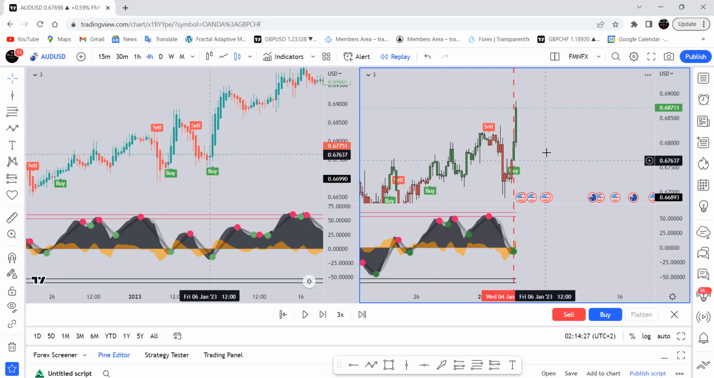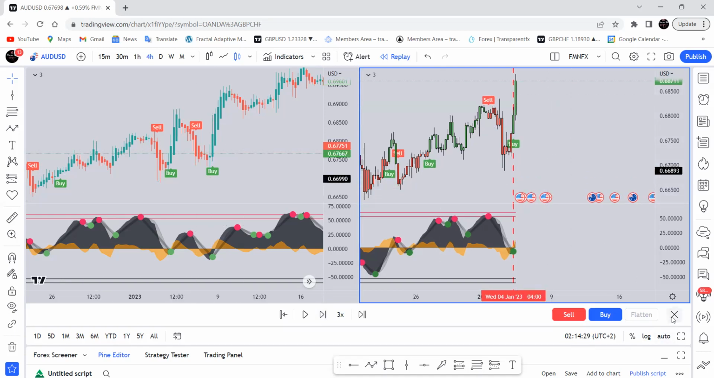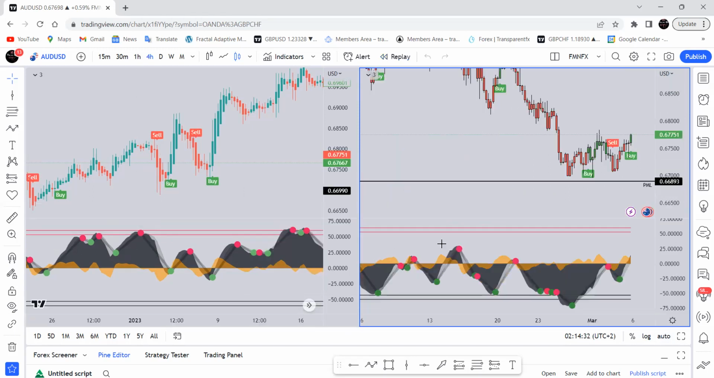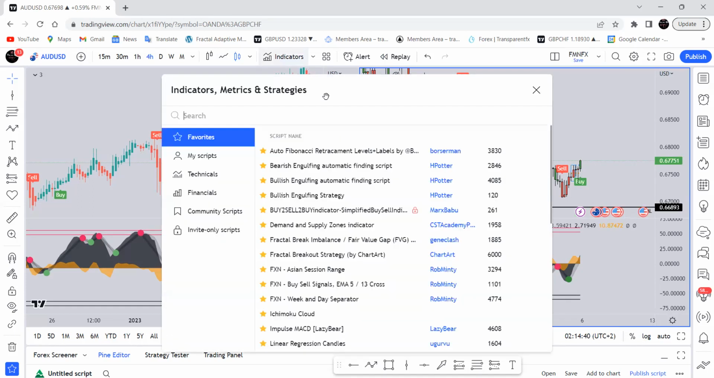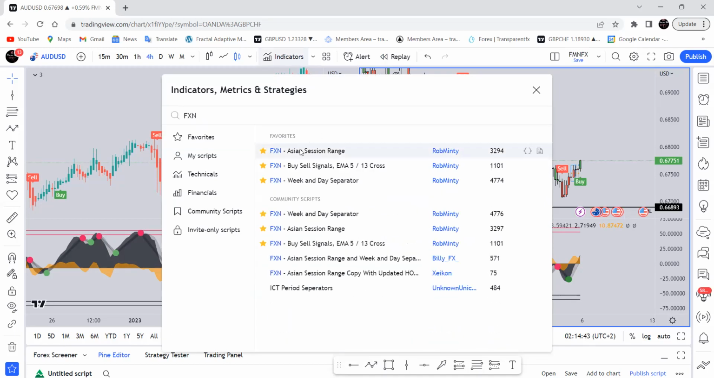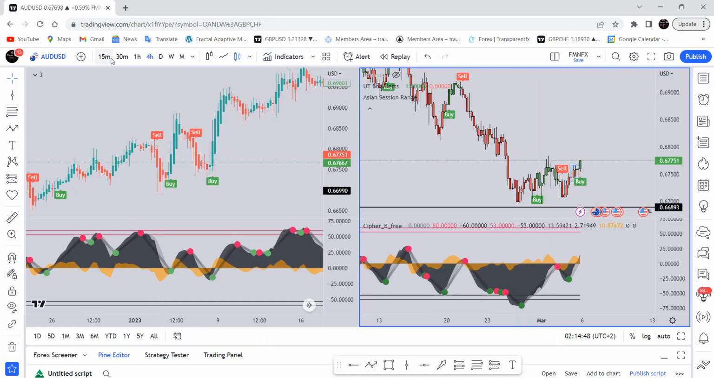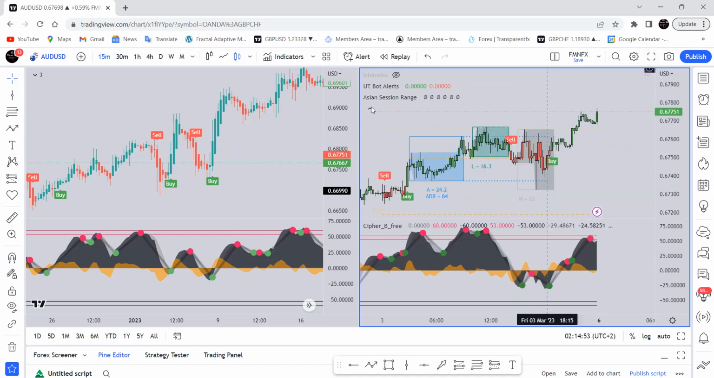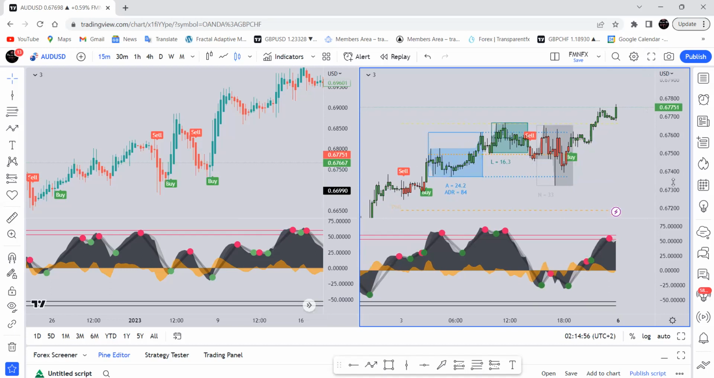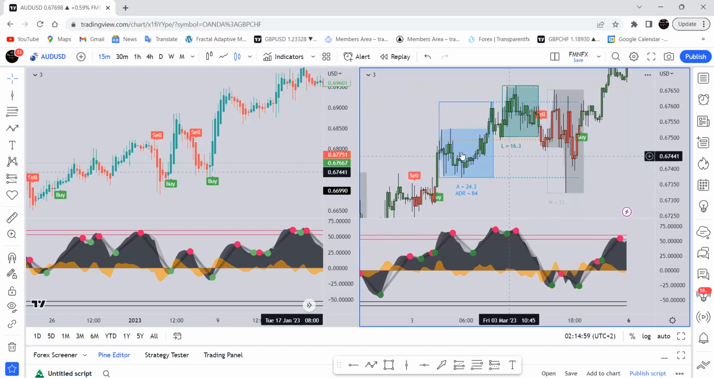All right. If you want to trade this with sessions, you can. Okay. Let's go down to the Asian session range indicator. That is also free. Type in FXN, Asian session range by Rob Minty, free. Go down to the 15-minute time frame. Okay. And you have your sessions. You got the Asian session, you get the ADRs on there. You have your London session, and then you also have your New York.